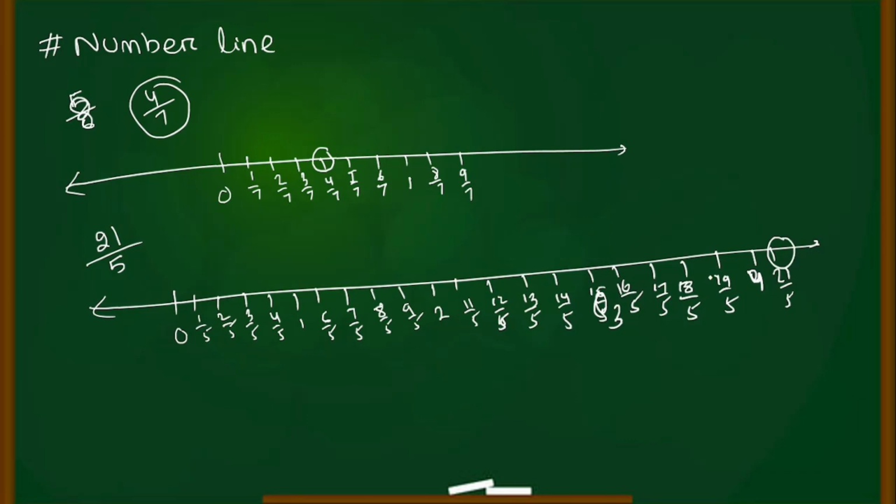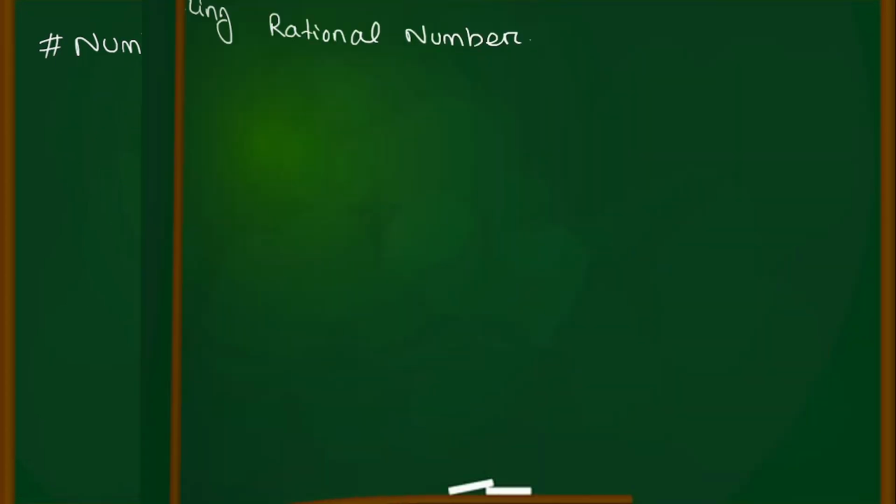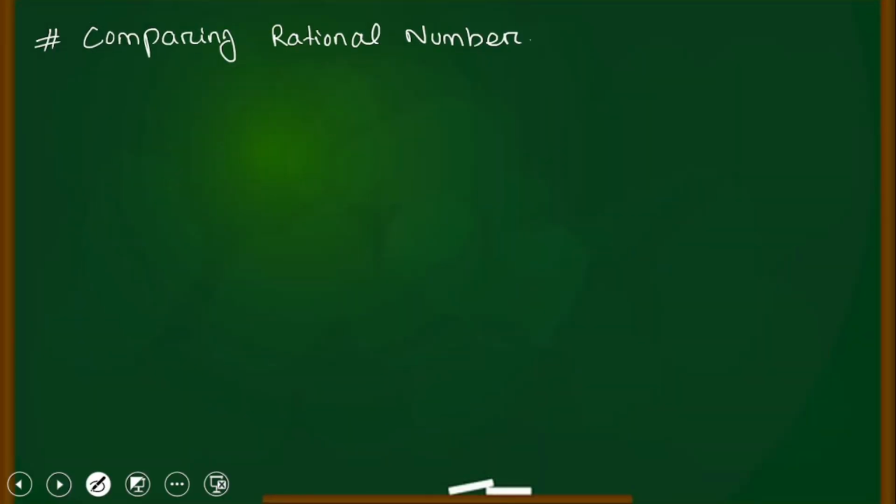This is the answer. Okay, then you can solve this method. Understand? Now the next concept, comparing the rational number.